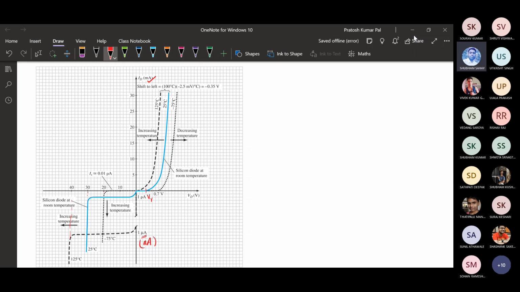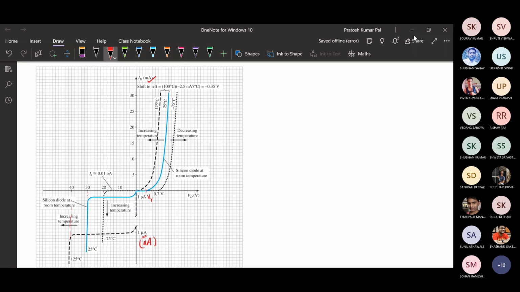Okay, thank you. So this blue curve is basically at 25 degrees centigrade. Now we are going to increase the temperature by 100. If we increase the temperature, the graph that was blue is going to shift to the left side. These dashed lines are the plotted characteristic of the diode at 125 degrees centigrade, which is around 100 degrees centigrade larger than the initial value.